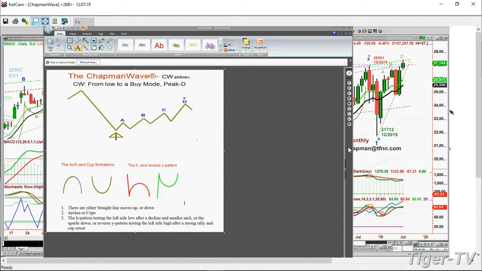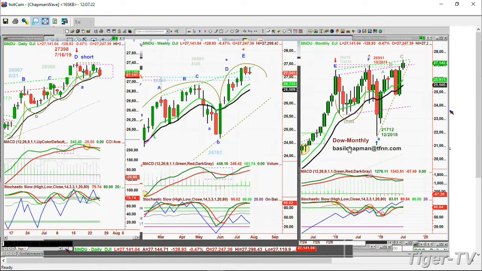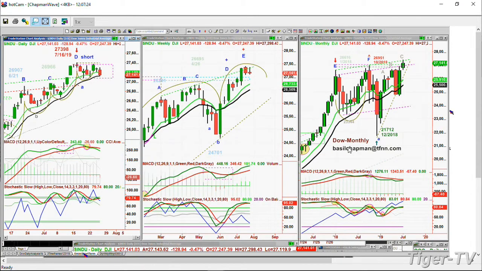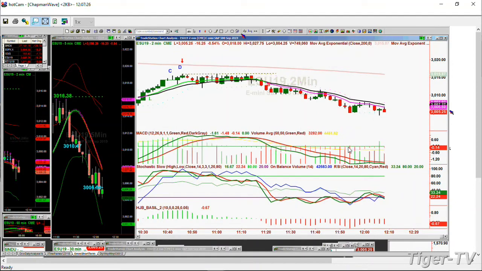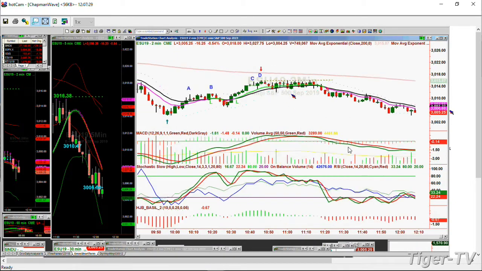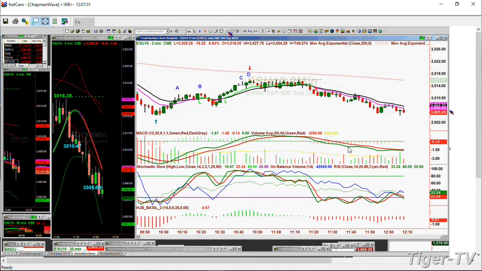Have a look at this right here. Look at that arch formation. This is a 2-minute chart, just to always show you the patterns. It doesn't matter if it's a multi-year, monthly, long-term, or just a short-term 2-minute chart. Patterns don't change. Straight up, straight down, arch, or a little cup. Look at this little cup here that failed on the right. Okay, let's get back to our story.